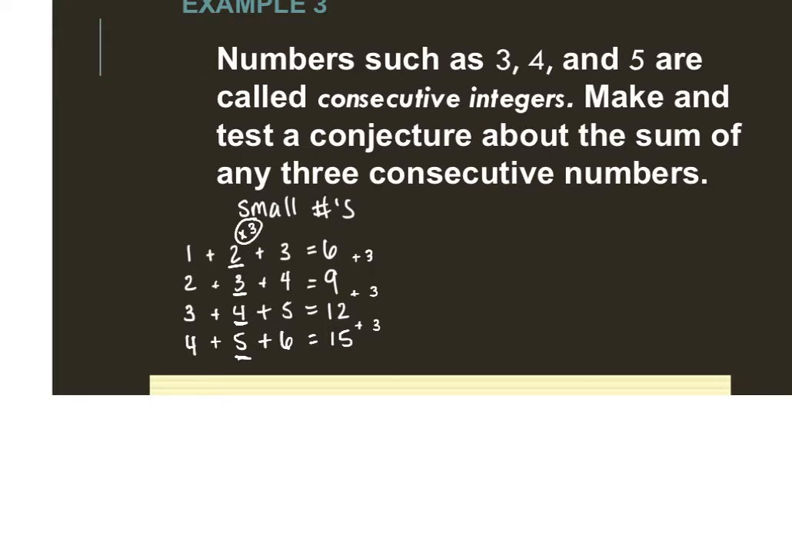So if we take 2 times 3, we get 6. That one works. 3 times 3, we get 9. That one works. 4 times 3, we get 12. And 5 times 3, we get 15.